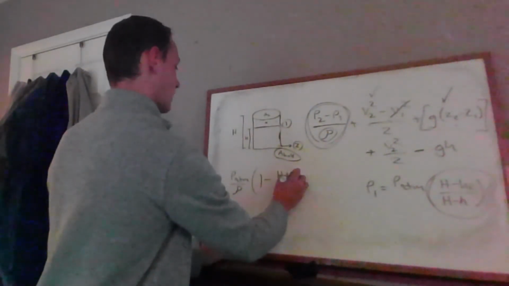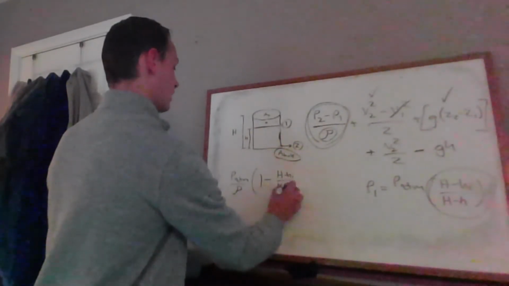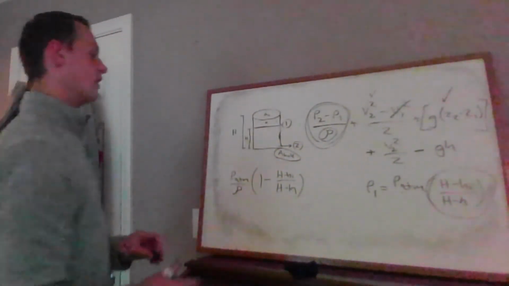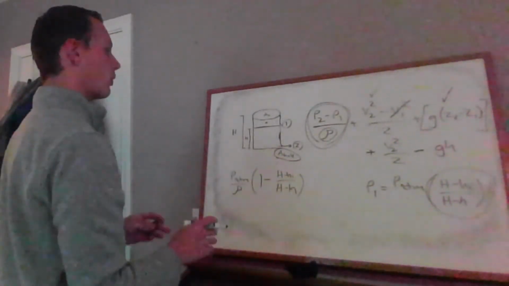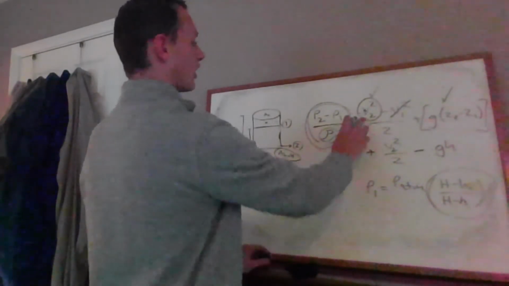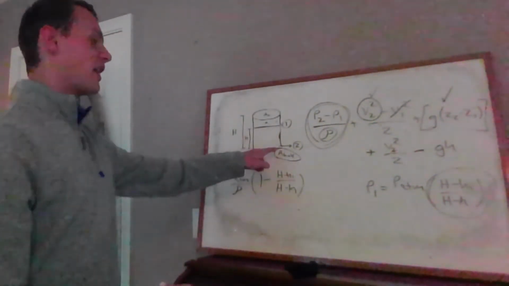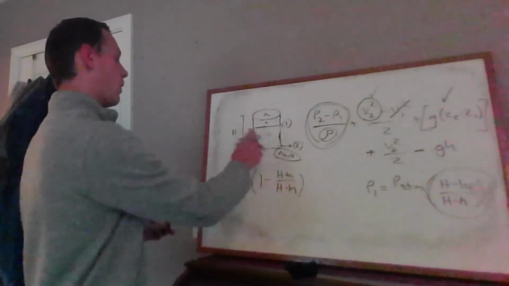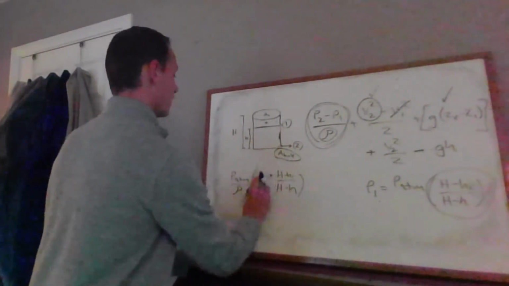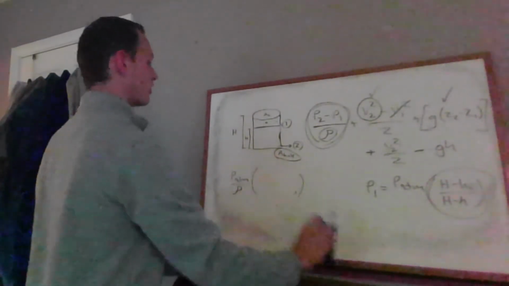So H minus H1, H minus H. Okay, what do we have next? So here is where we would want to start moving things around. We want to solve for this term. So we're trying to find the exit velocity of the water that's leaving our hole. So that's why I'm actually going to put this term on the other side of the equation.